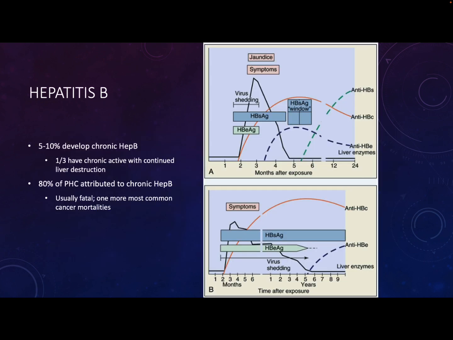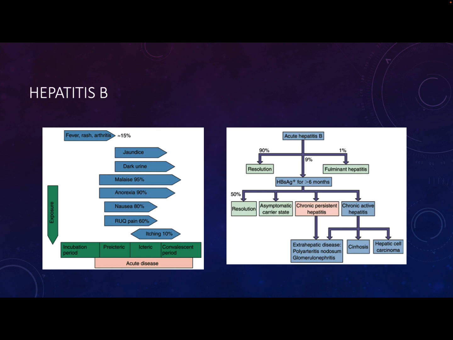This side is a common one. Right here is most common. 90% will resolve the infection. What about the one where you say dark urine? This one? Yeah, that one. This is the symptoms that people will develop, the most common symptoms. Good question. So these are the most common symptoms, and then this is the most common outcome of infection: resolution, clearance.